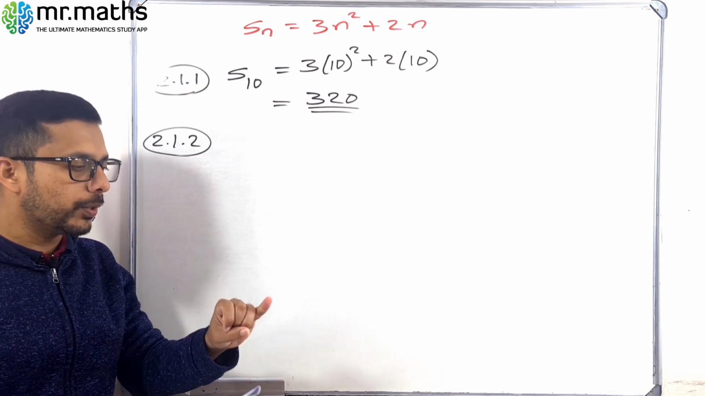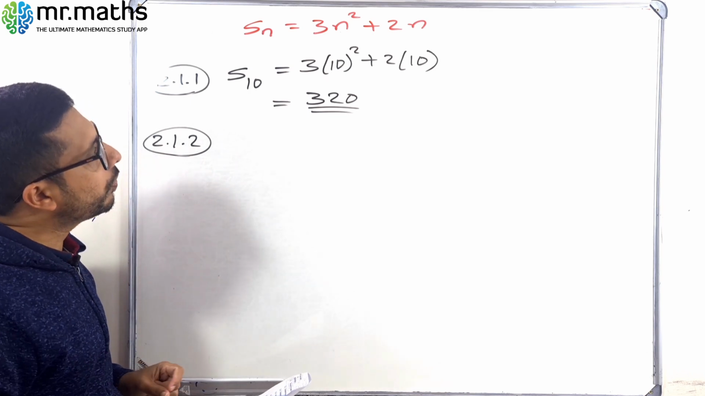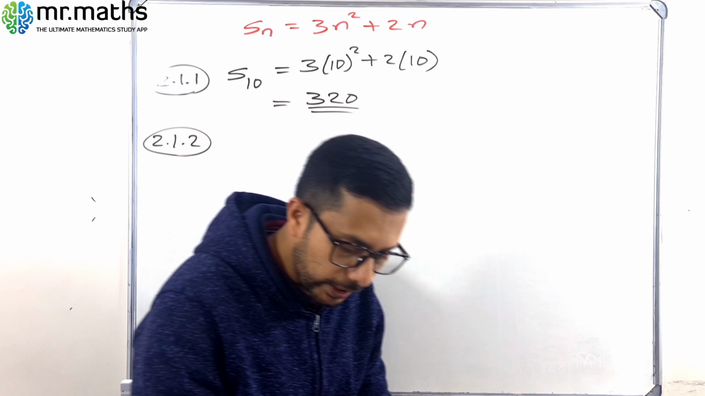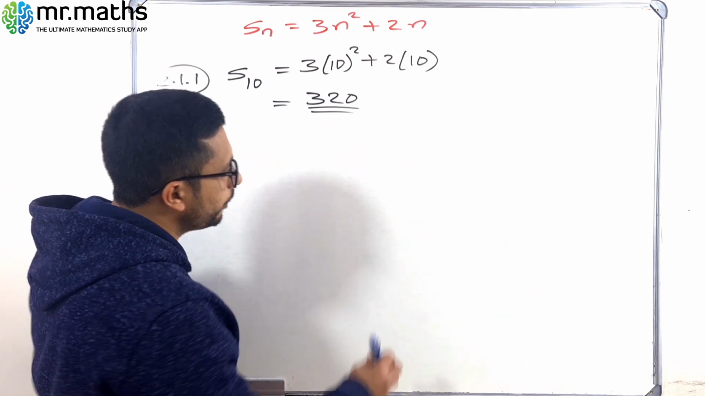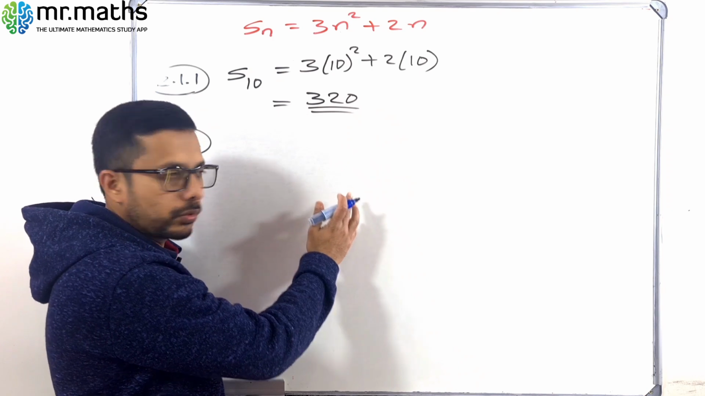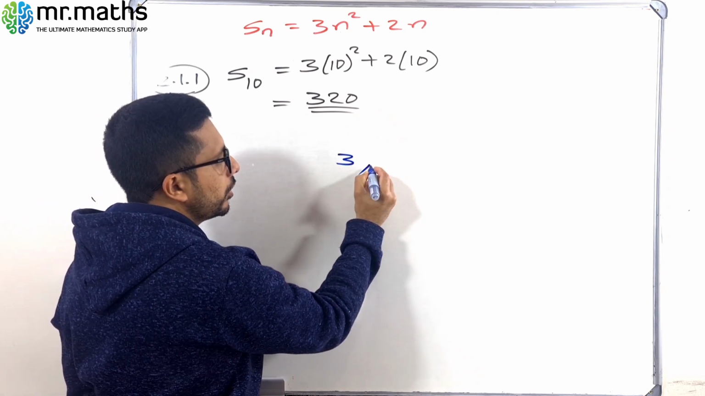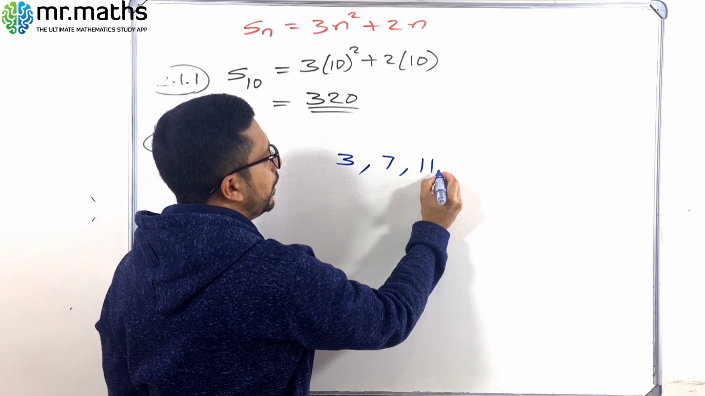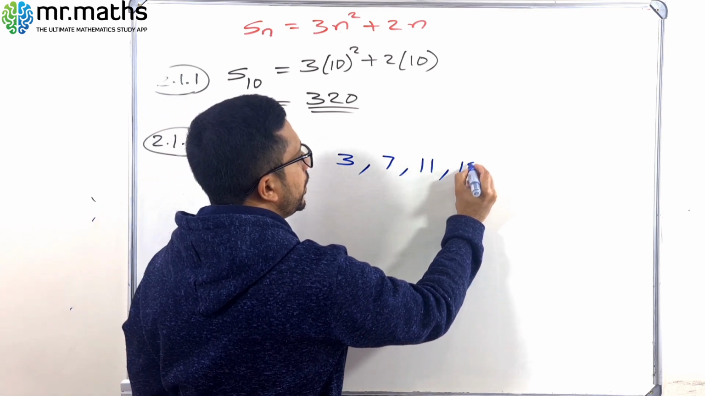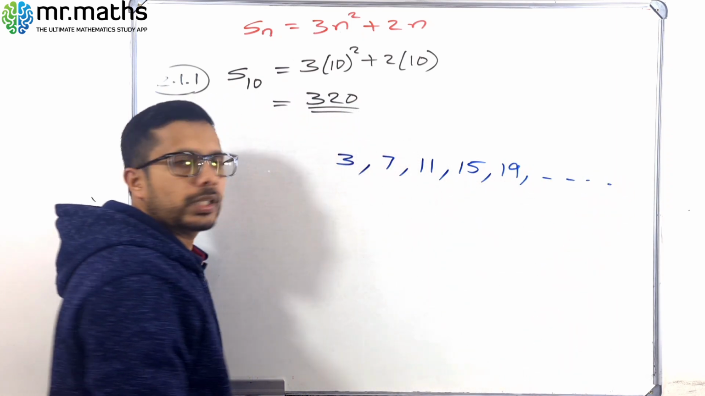What is the first term? What is the second term? What is the third term? Before I explain that one, let me explain another example. This is not a part of this question. Try to understand like this. I'm going to write a sequence here: 3, 7, 11, 15, 19, etc.